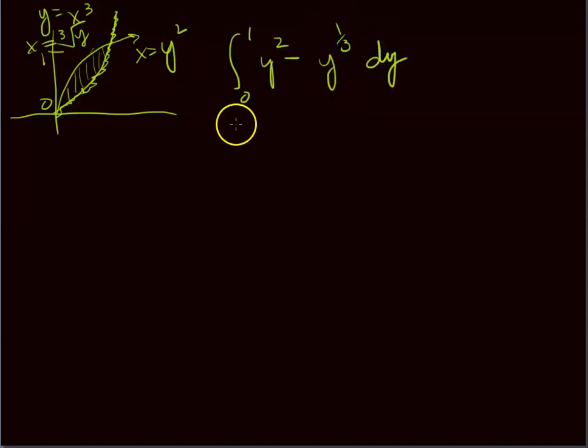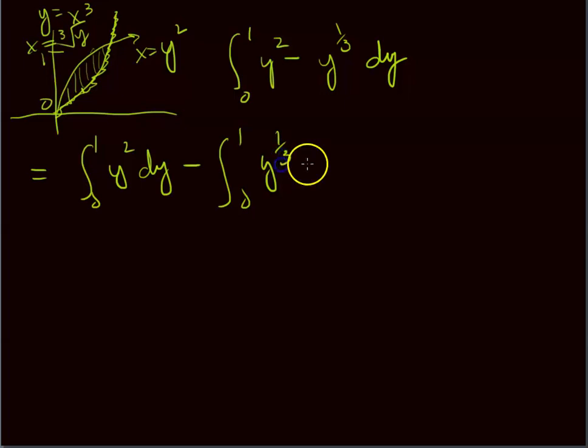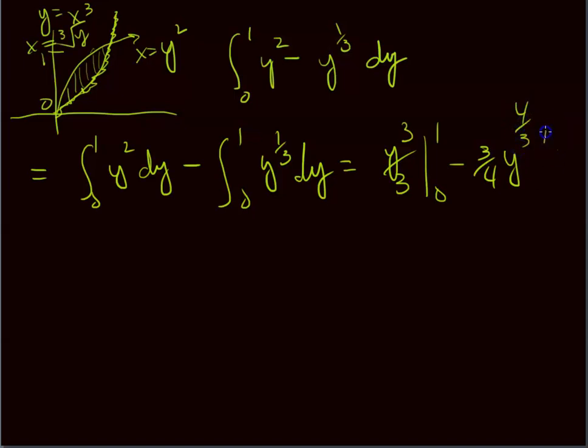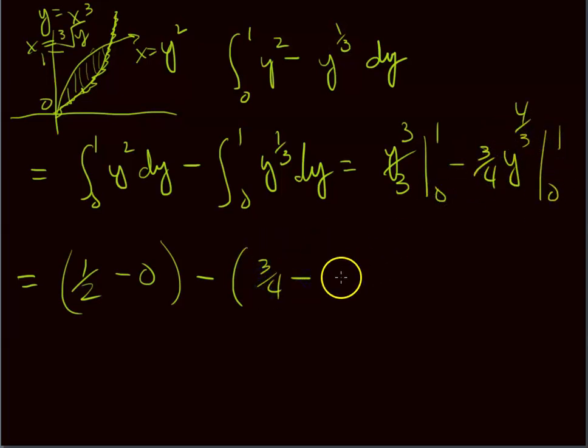So you can do this with respect to y instead. Split that up: integral from 0 to 1 of y squared dy, minus the integral from 0 to 1 of y to the 1/3 dy. So 0 to 1, this is y cubed over 3, 0 to 1, minus, add 1, so it's 4/3, you get 3/4 y to the 4/3, 0 to 1. So plug in a 1, 1s are nice. This is 1/3 minus, plug in a 0. And then we're going to subtract, plug in a 1. This is 3/4 minus 0. So this is really 1/2 minus 3/4.